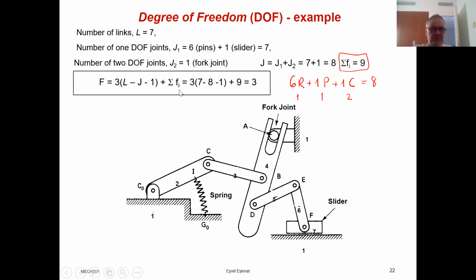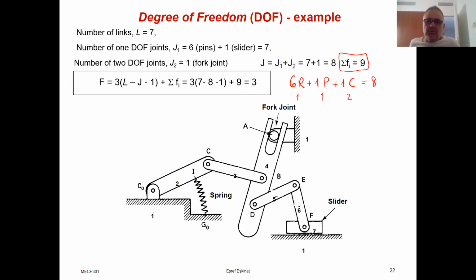So the degree of freedom of this mechanism, we just insert it in our formula and find that it's 3 times 7 minus 8 minus 1. 8 is the J, plus the degrees of freedom of each joint. So 7 minus 8 is minus 1. Minus 1 minus 1 is minus 2. You get 3 times minus 2 is minus 6. Minus 6 plus 9 is 3, which means that this mechanism has a lot of slackness, lots of mobility.